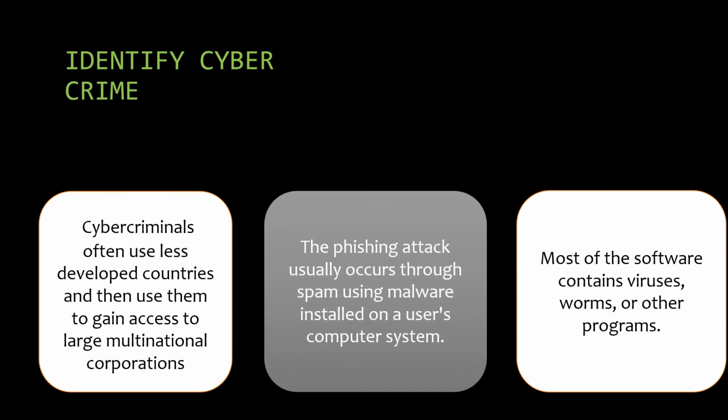To identify cybercrime, as I mentioned earlier, due to poor security controls, these cybercriminals often use the less developed countries and then use them to gain access to large multinational corporations. As I told you, if a bank's internet security is at risk, then the entire country's internet is also at risk, which causes serious violations.